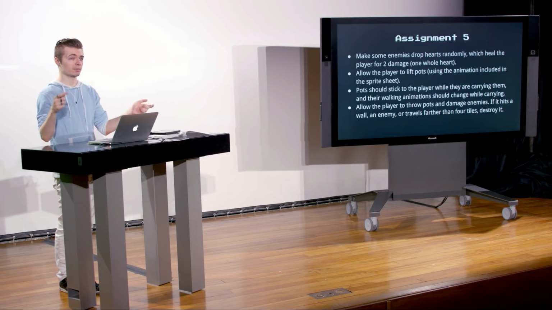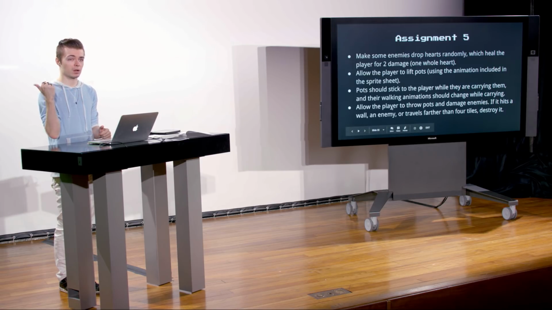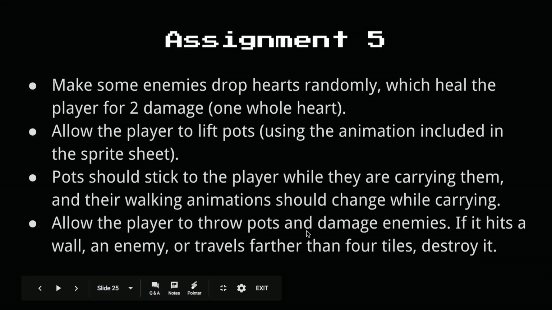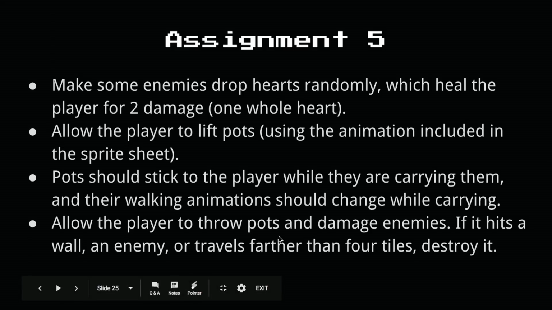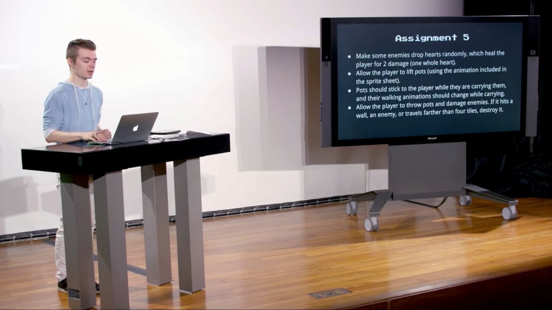Allow the player, lastly, to throw the pot. When you throw the pot, basically turn the pot into a projectile. If it hits one of the walls, break it. You can either just despawn it instantly or have some animation, it's up to you. But if it hits a wall, despawn it, maybe just set some value to false, render as false, whatever you want to do. If it hits an enemy, it should damage the enemy by 1, just like we've seen already. And if it travels farther than 4 tiles, in addition to hitting one of the walls, then destroy it too. So those are the main components for assignment 5.